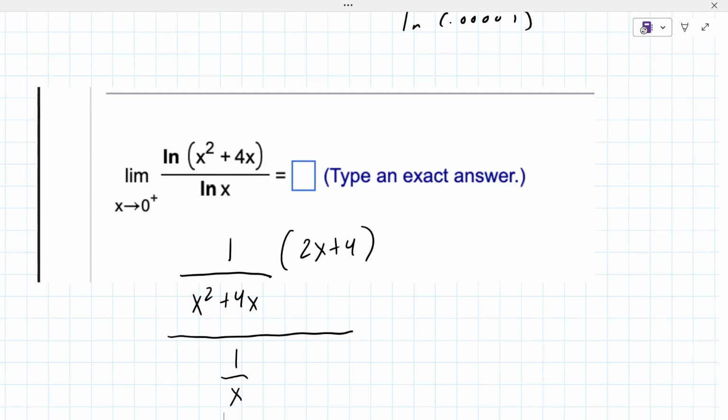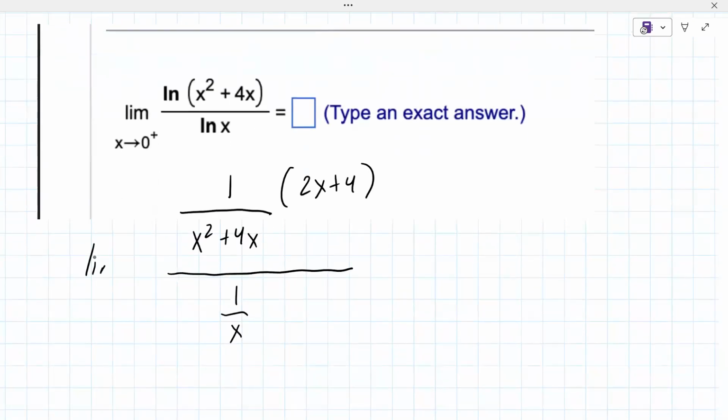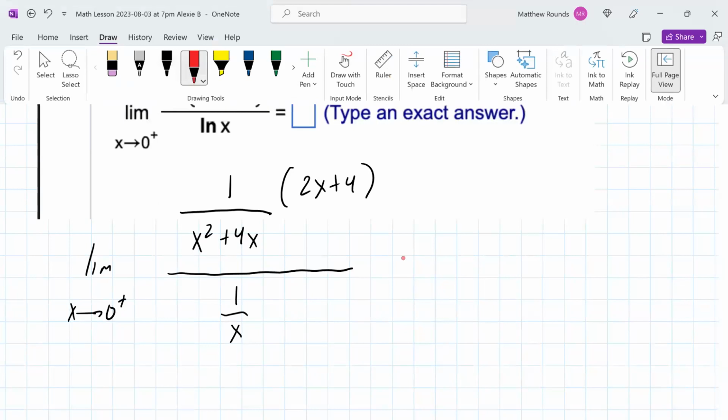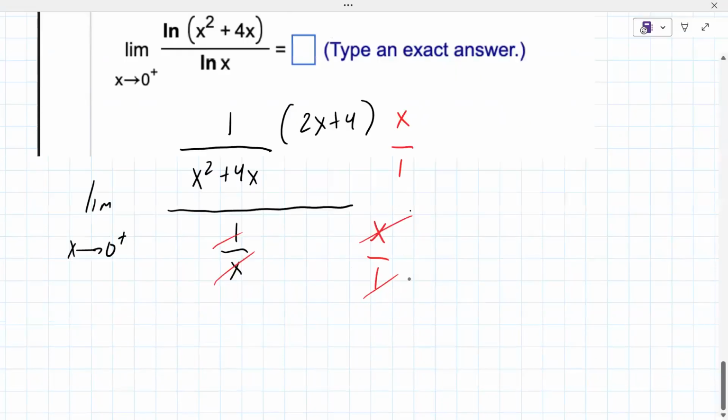Is that okay or not? Yeah. Okay, now you do want to do a bit of simplifying here. So you're going to multiply the top and the bottom by x, or x over 1. So it clears on the bottom, like all this goes away. On the top, it ends up being 2x squared plus 4x over x squared plus 4x, like this. You agree with that? Yes.